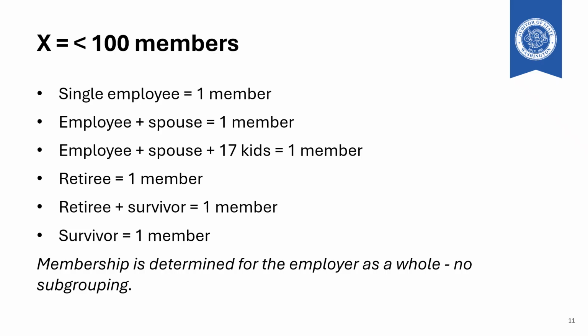This slide shows the specifics for what classifies as a member. So a single employee will be one member. If the employee has a spouse, the member and the spouse would still be one member. If the employee had kids, it still stays one member. The membership is determined for the employer as a whole. There is no subgrouping.